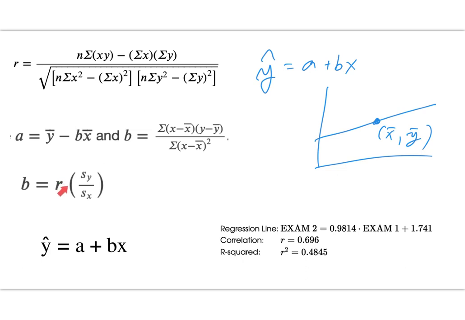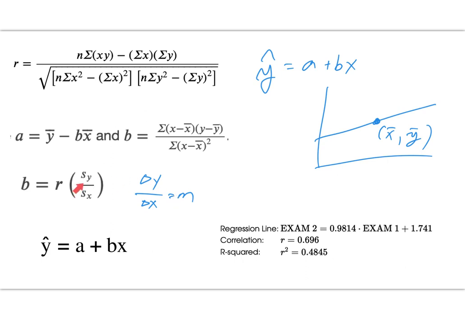The slope is r times the standard deviation of y over the standard deviation of x. And again, you're not going to ever have to do this by hand, but if you look at this and think back to slope, slope was delta y over delta x, change in y over change in x, rise over run, y2 minus y1 over x2 minus x1. However you want to think about it, that's what slope is.